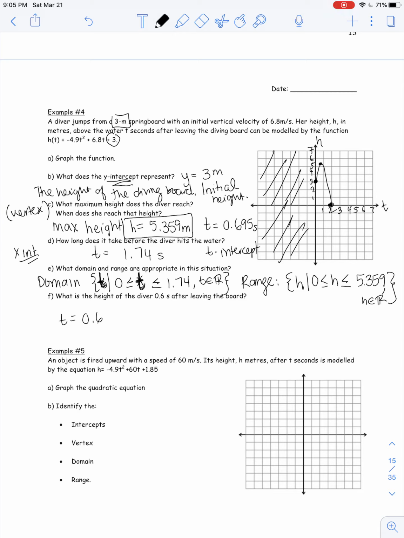So the easiest way to do it is you go trace, x equals 0.6, and then you press enter, and you should find that you get the same answer as me for Y, which is 5.316 meters. And that's example number 4.